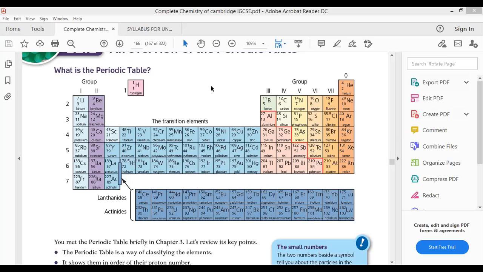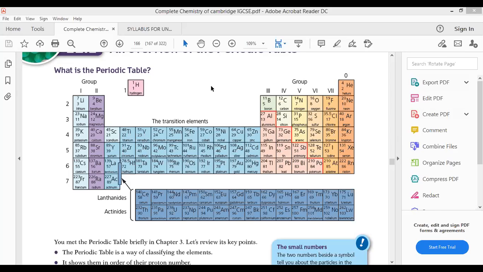Tell me the answer. How many? 4. 8. Yes, next. 7. Total groups in the periodic table: 18. How many? 18. 1, 8. 18 groups in the periodic table.